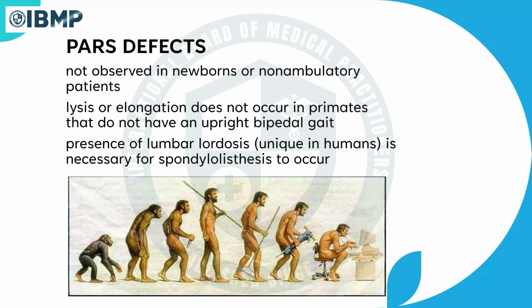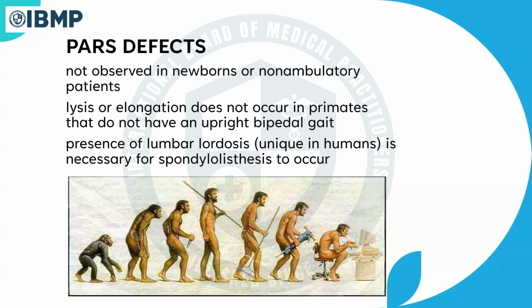This pars defect, as it is called, is not observed in newborns or non-ambulatory patients. The lysis or elongation does not occur in primates that do not have an upright bipedal gait. So I mean, the animals walking on four limbs do not experience this kind of condition. The presence of lumbar spondylosis, which is unique to humans, is necessary for spondylolisthesis to occur. So basically, with evolution, man has become a two-legged animal from a four-legged animal. And subsequently, there have been changes in the spine.